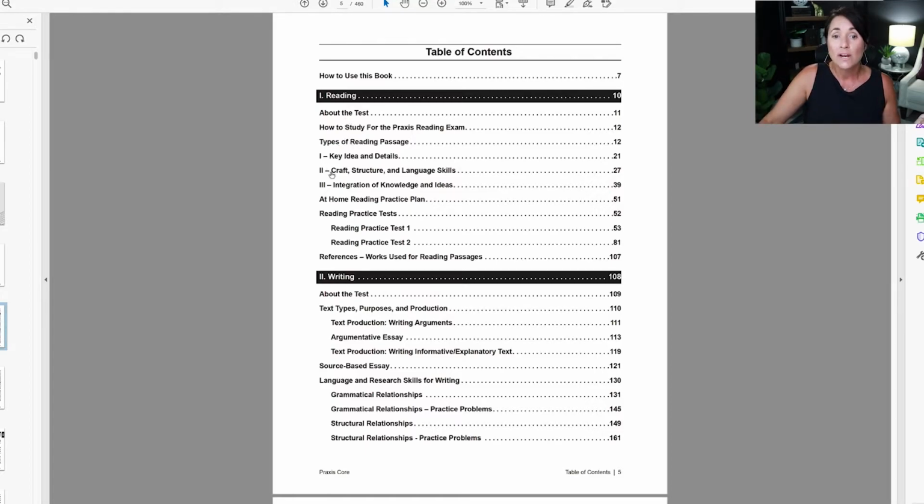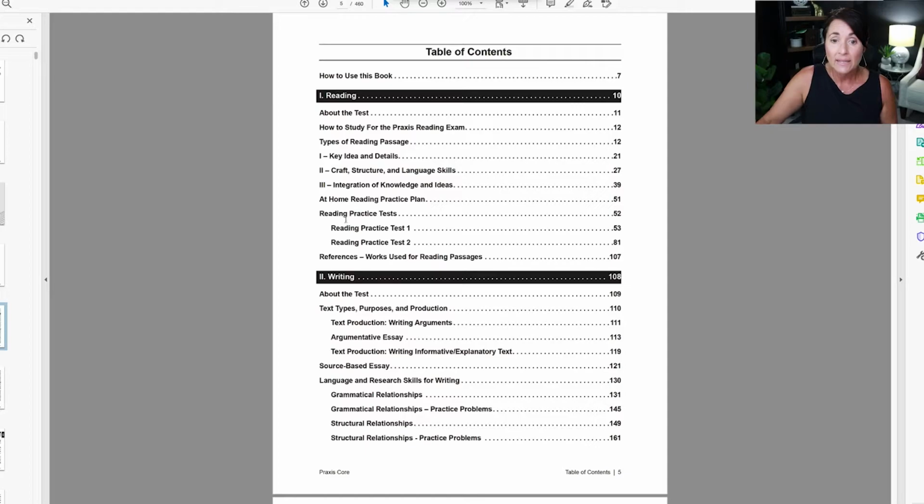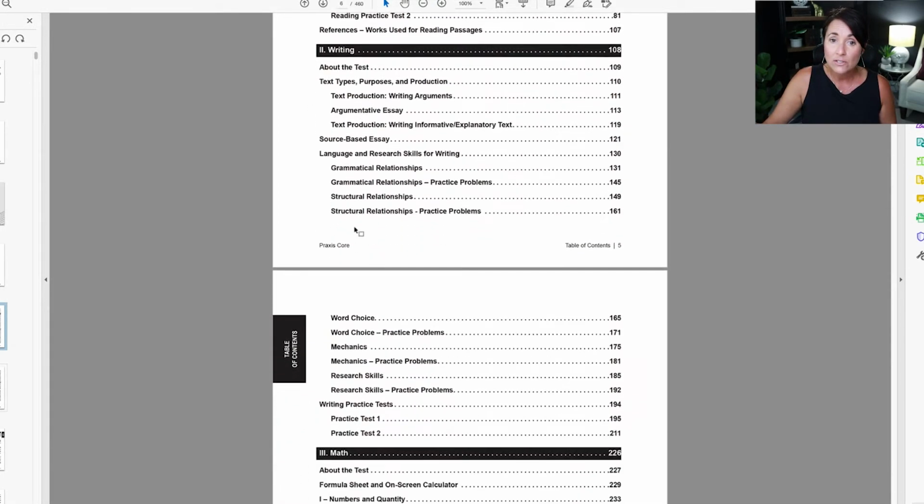Now with the reading, there are 3 main content categories assessed on pretty much every reading test: key ideas and details, craft and structure, and integration of knowledge and ideas. And then our study guide has 2 full practice tests with answer explanations, okay? So most reading tests, whether it's ACT, SAT, GRE, FTCE, Praxis Core, whatever test you're taking, if it is a reading comprehension test, it is always going to cover these skills right here, all right? So that's really, really important. And then of course we have the practice tests here. Writing is a little bit different.